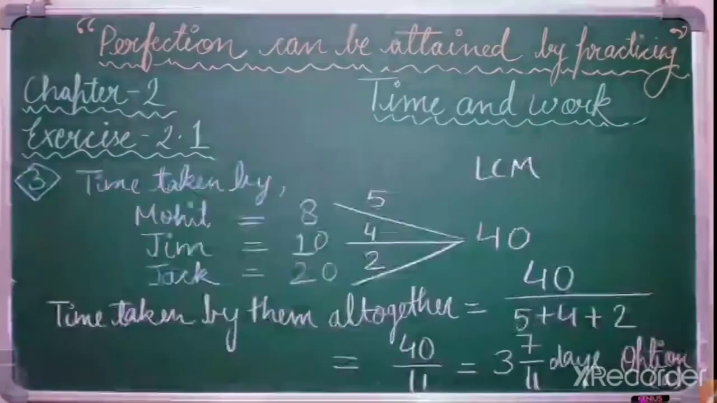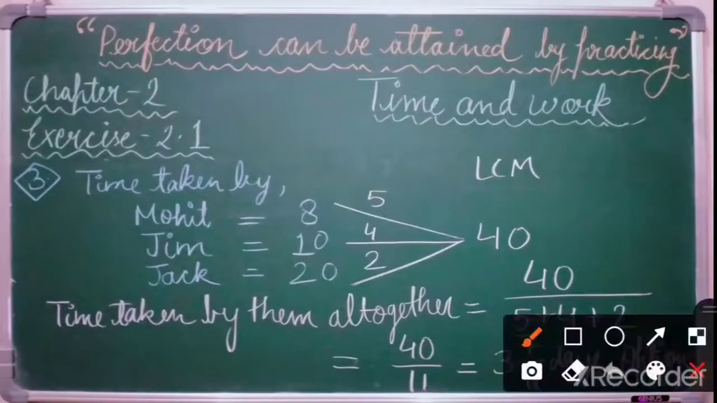Moving to the next question, that is, Mohit can do a piece of work in 8 hours. Jim can do it in 10 hours. Jack can do the same work in 20 hours. In how much time will they all complete the work if they do it together? So as you can see, the time taken by Mohit is 8 hours, by Jim 10 hours, and by Jack it is 20 hours. So we will take the LCM of 8, 10 and 20. We will get 40. Now 8 5s are 40, 10 4s are 40 and 20 2s are 40.